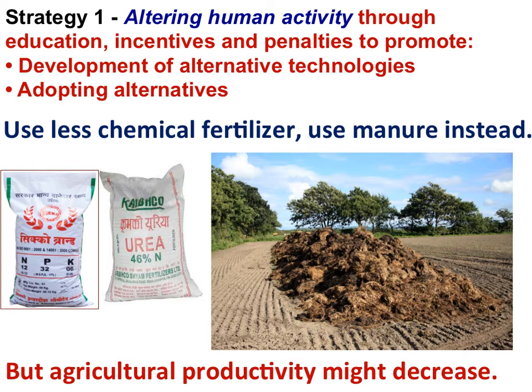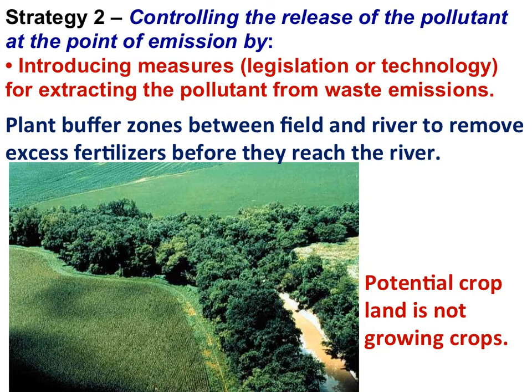Agricultural productivity might decrease if we use less chemical fertilizer or if we use manure instead of chemical fertilizer, but the farmer might save money if using less fertilizer or using manure instead of the chemical fertilizer. Now, strategy 2 involves controlling the release of the pollutant at the point of emission by introducing measures through legislation or technology for extracting the pollutant from the waste stream.